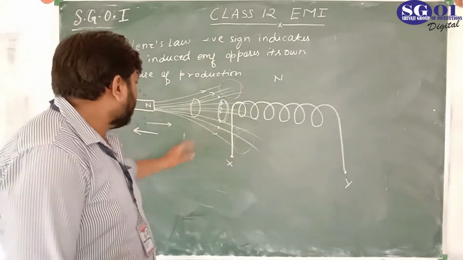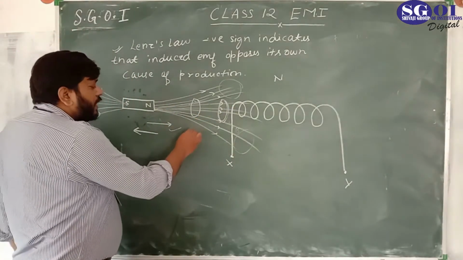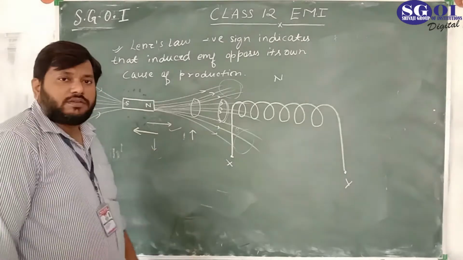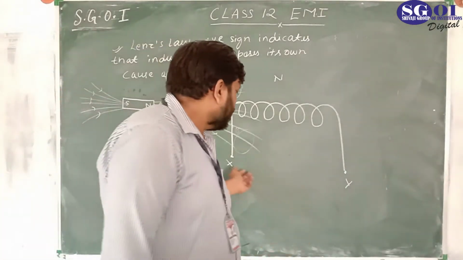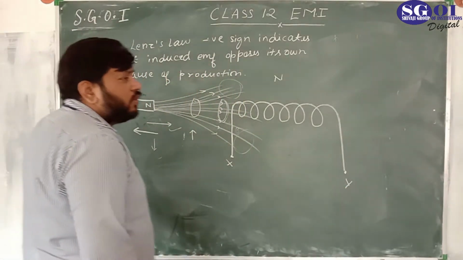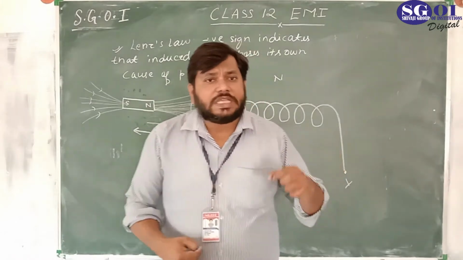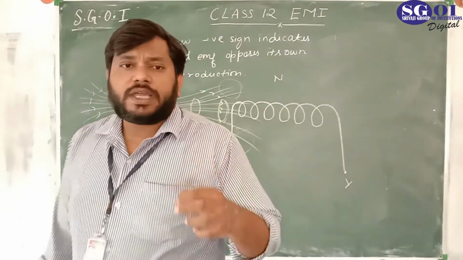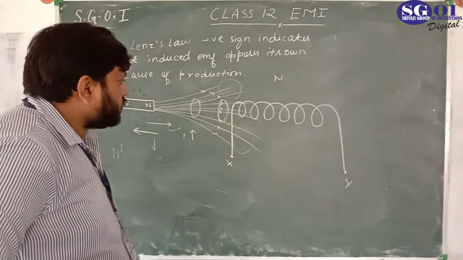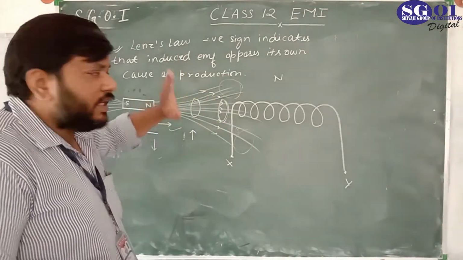In that case, if you move in this direction, the magnetic flux increases, and in this direction it decreases. But in both cases there is a change. It means there is an induced EMF. I think you have got my point here. You have understood what exactly the electromagnetic induction of Faraday is. Now this is the electromagnetic induction concept.